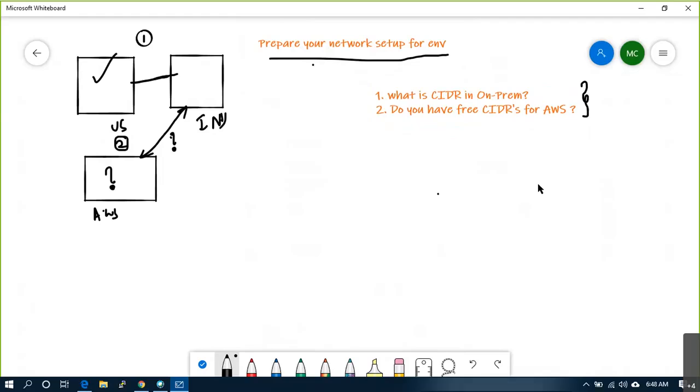When I'm trying to create something on AWS, I need to understand what we have in the on-premise. So my question is, what kind of IP addressing are you using, and do you have any free IP ranges in your environment?